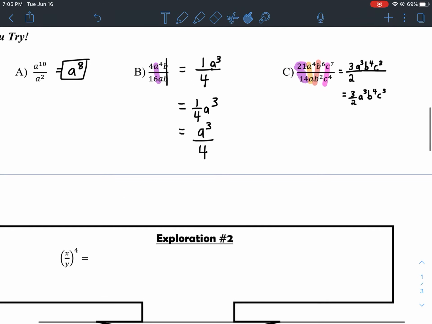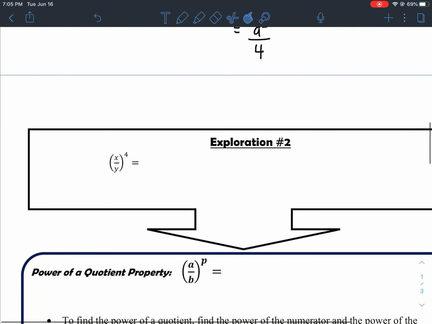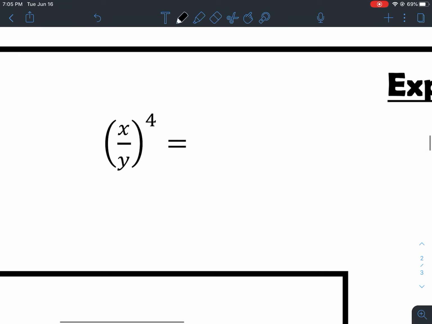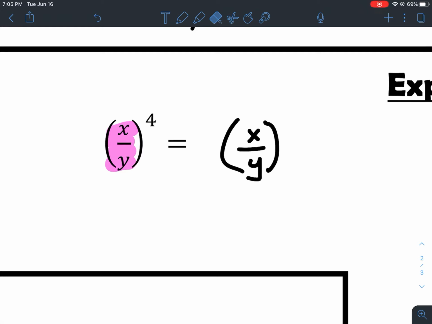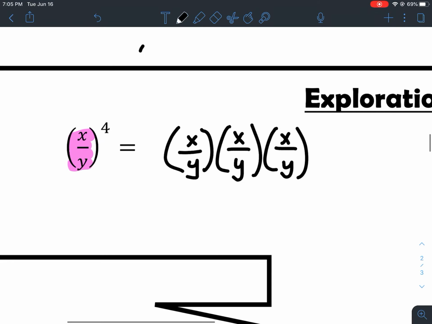Okay, so now moving on to our next topic here, we're going to look at what if we have a quotient being raised to a power outside the parentheses. So if we had anything in here, let's pretend I had a 2. If I had 2 being raised to the 4th power, what that really means is 2 times 2 times 2 times 2. So 2 times 2, 4 times. So what this means here is this means x over y times x over y times x over y times x over y.